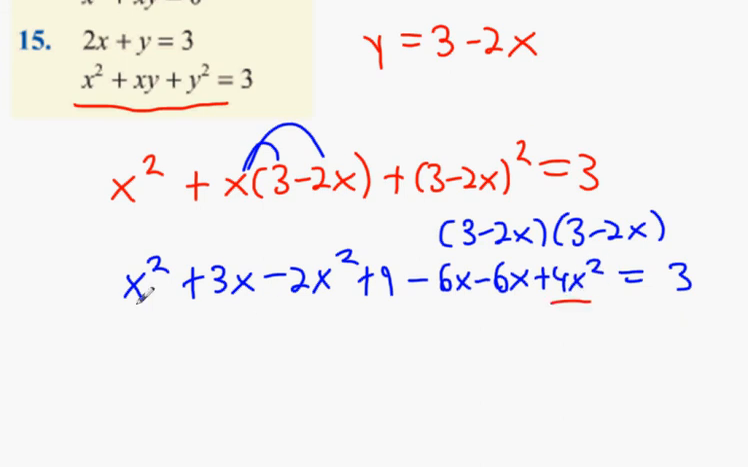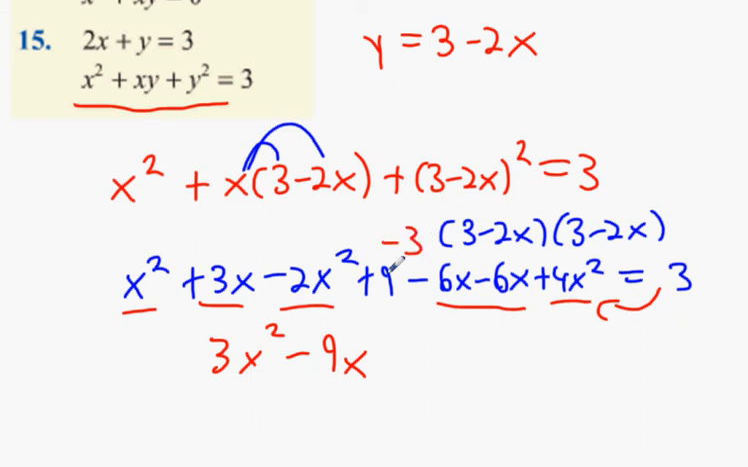How many x squareds do I have? 5 minus 2. Oh, sorry, 5 minus 2? 3. I got 3x squared. Anybody else get 3x squared? Yeah. Okay, plus 3x minus 12x, minus 9x. And then bring over the 3. Comes a minus 3, so plus 9 minus 3 plus 6.